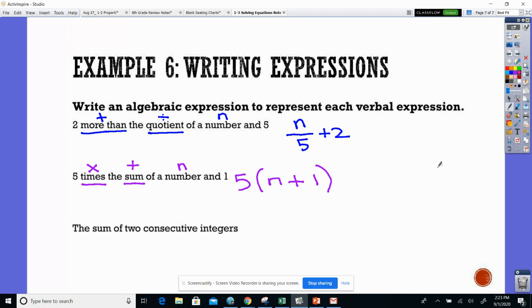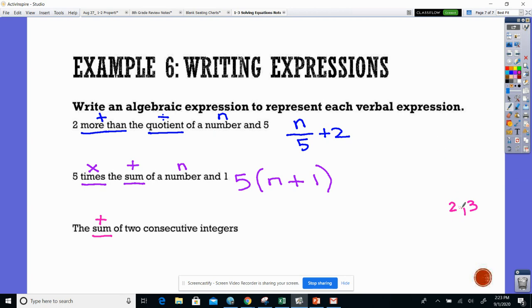Now this next one is a little trickier. It says the sum of 2 consecutive integers. Again, our keyword here is sum, so that tells us plus, but then we have this trickier part, consecutive integers. I'm going to use the numbers 2 and 3 as an example. We don't know what the integers are, so we can't put a number in the problem, but I want to look at these to figure out how to write it.